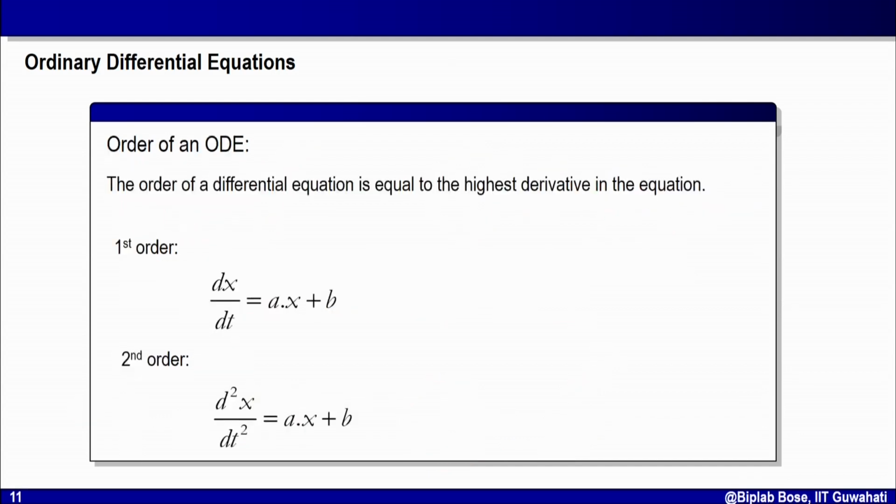Sometimes we differentiate ODEs based on their order. By order, we mean the order of the highest derivative in the equation. For example, the first one is a first order equation. Here the derivative is dx dt, whereas the second one is second order because we have d2x dt2, a second order derivative. In most of the problems that we will model in this course, we will deal with first order ODE. We may have both linear and nonlinear.